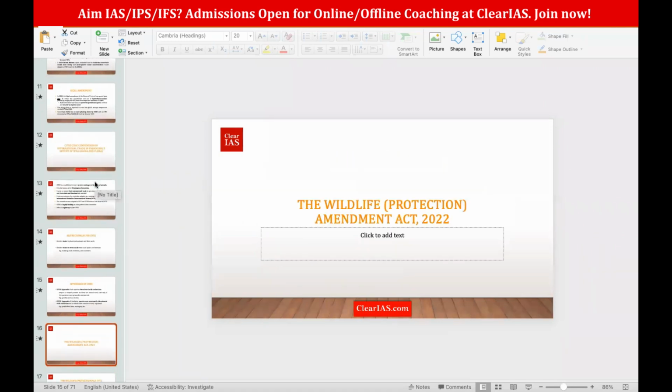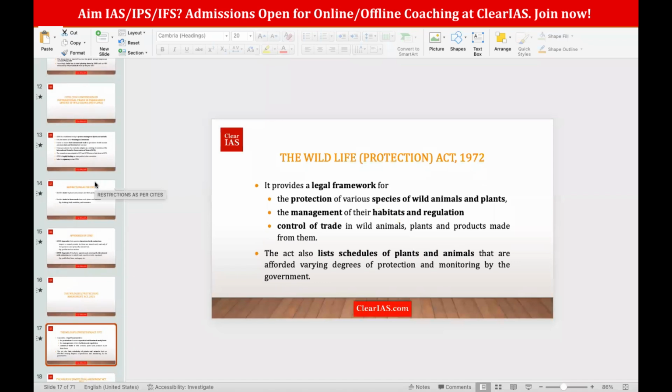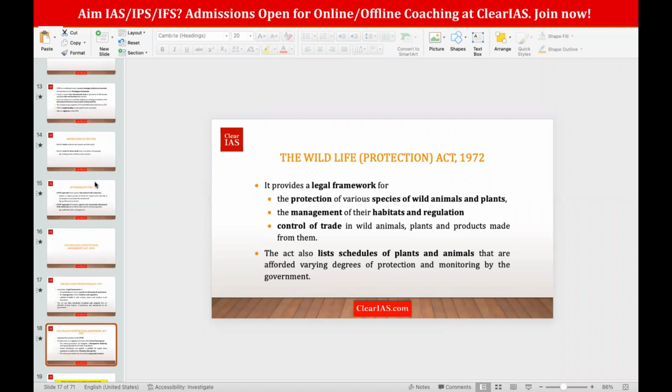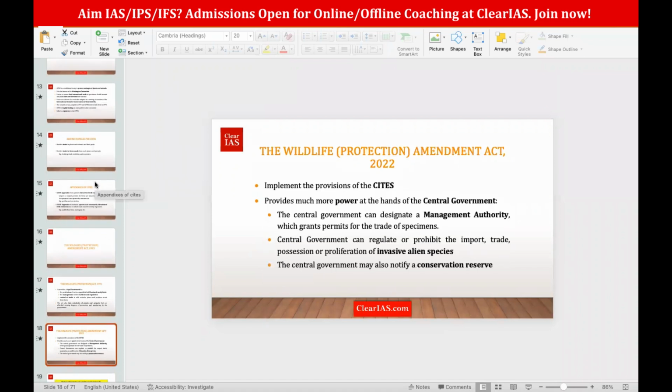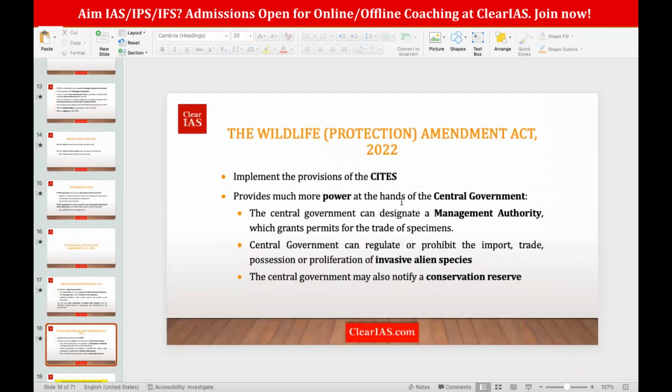Then we have the Wildlife Protection Amendment Bill, wherein we looked into the 1972 Act and also the latest amendments. It was brought about mainly in order to implement the provisions of CITES. More power was given to the central government. There is a management authority. It can regulate or prohibit invasive alien species, and they can also notify conservation reserves.